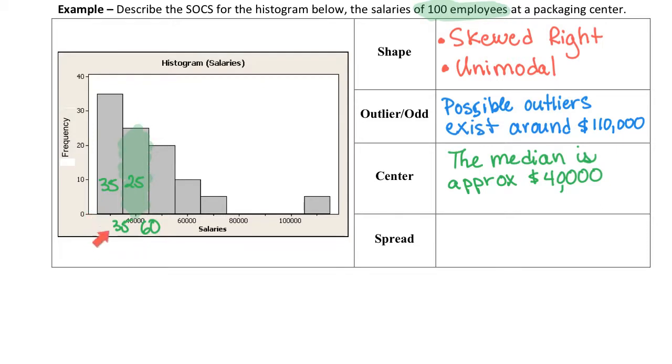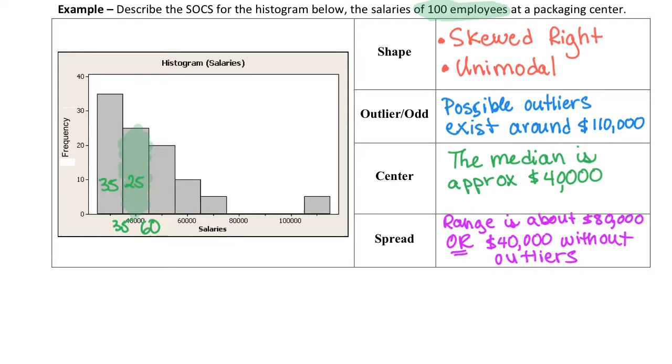In the first bin, there's 35 numbers. In the second bin, there's 25. So that's the first 2 bins go up to the first 60 employees. So that means my median is somewhere in the second bin. That's at 40,000. So my center, the median is approximately $40,000.